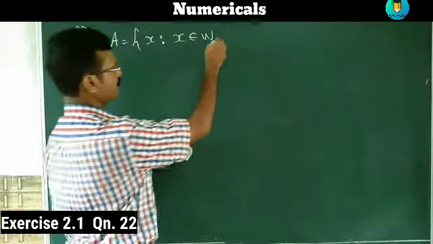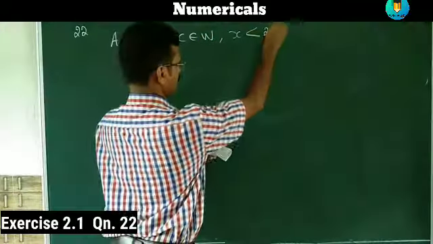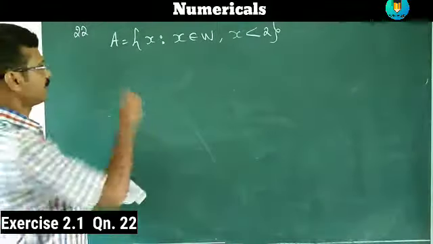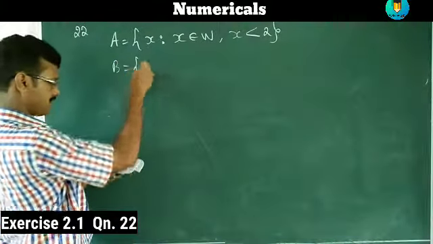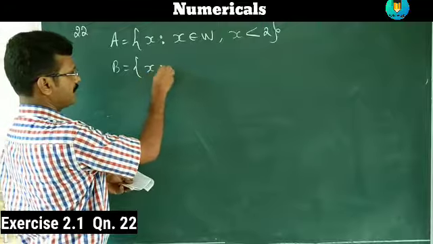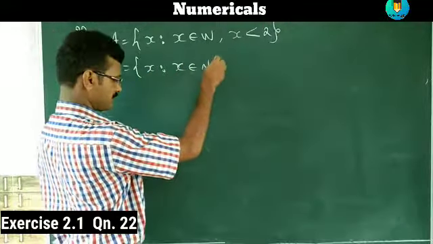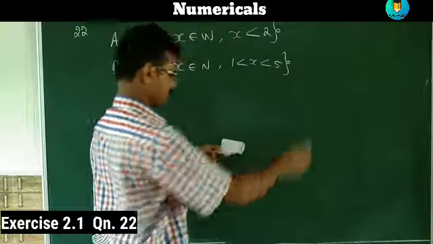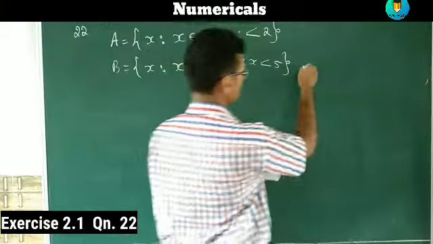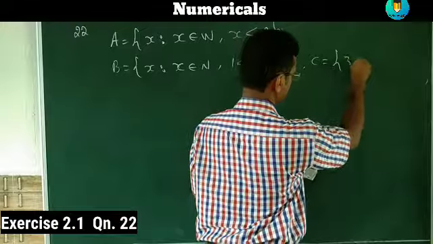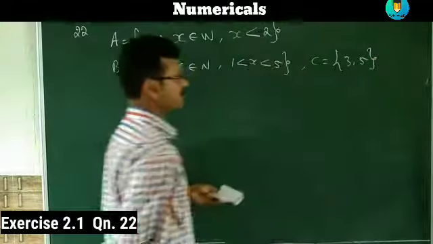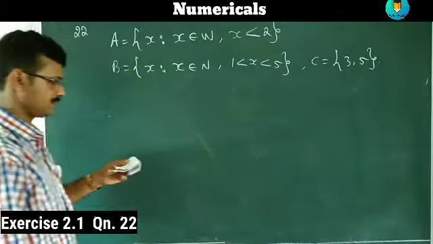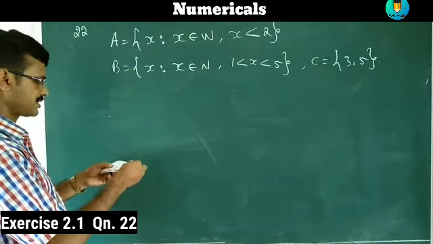W means, I think all of you know, whole numbers. Here the set A is given in set builder form, and B is also given in set builder form: X such that X belongs to N, 1 less than X less than 5. And another set C is given. You can see it is given in what is called roster form or tabular form.